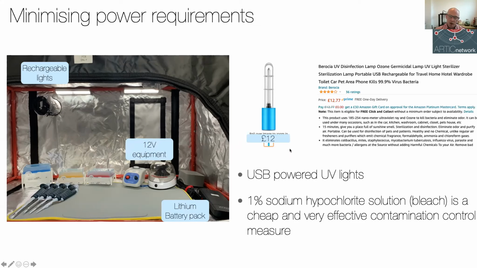Another key feature we use for decontamination are these small USB-powered rechargeable UV lights. We would put 2 or 3 of them in these cabinets at the end of each run, followed by a 1% sodium hypochlorite bleach solution as a decontamination step. These two things combined give you a very powerful and very effective contamination control process, which we've been able to use here in Cambridge for many months without any real problems.